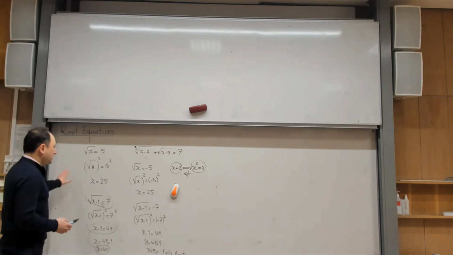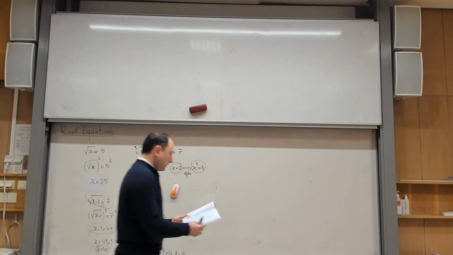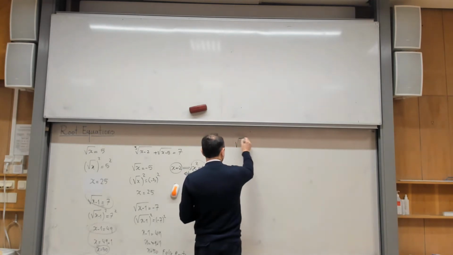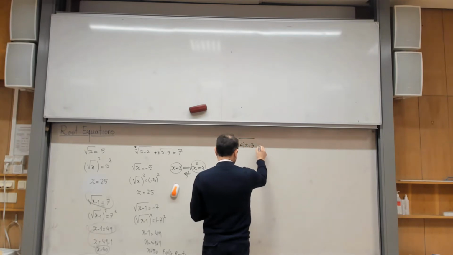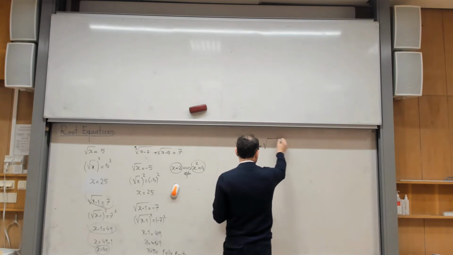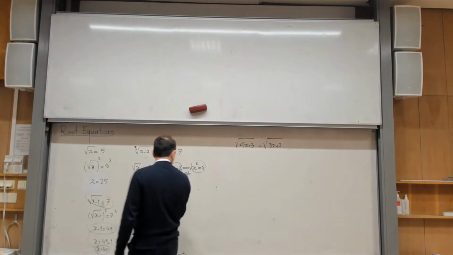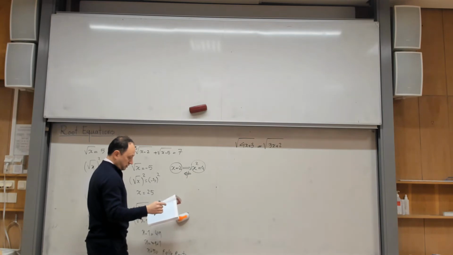So, for example, let me start with problems in the book first. They have given you, of course, I start from here. So you are supposed to solve this equation. The square root of 4x plus 3 equals the square root of 3x plus 2.